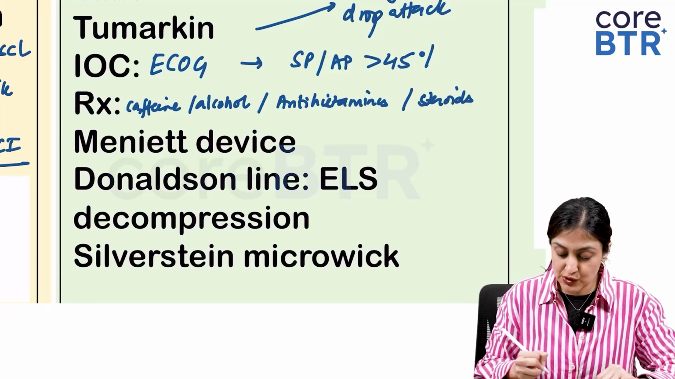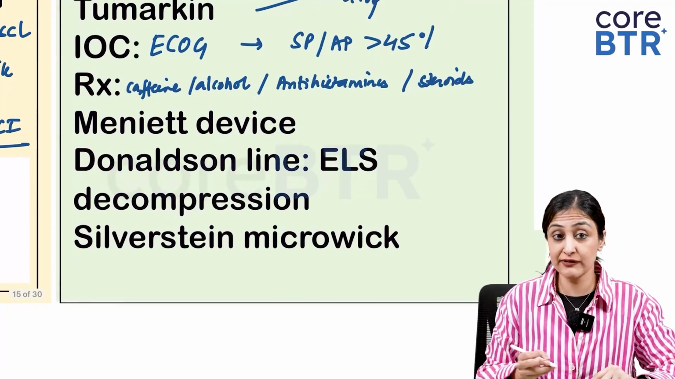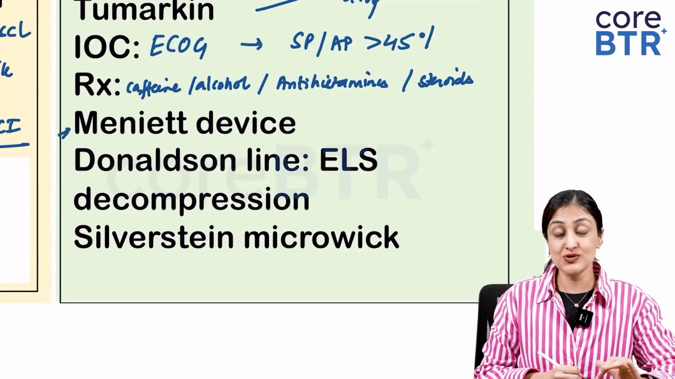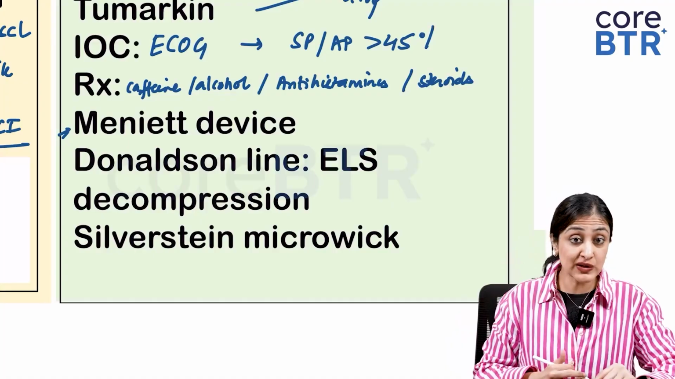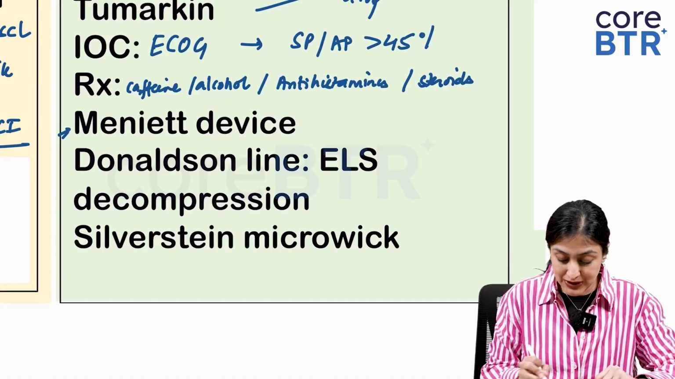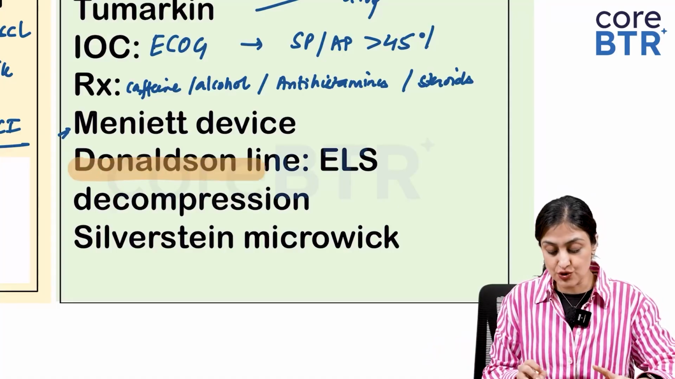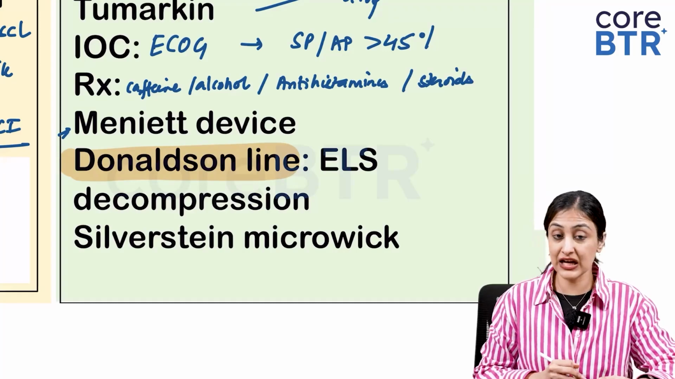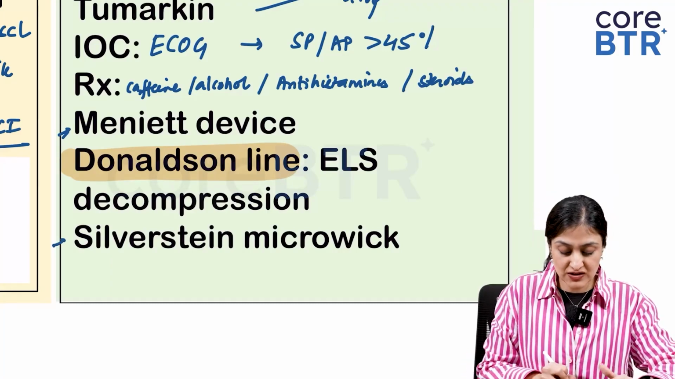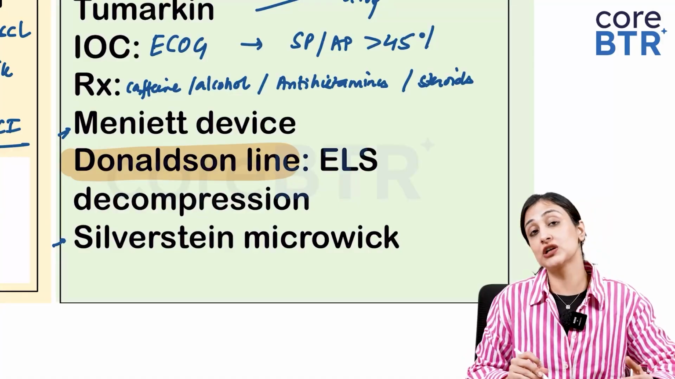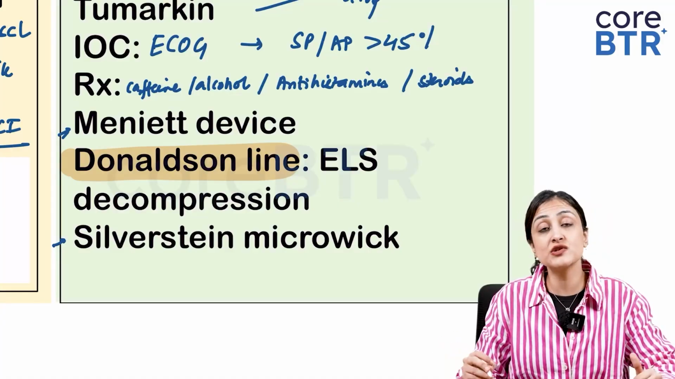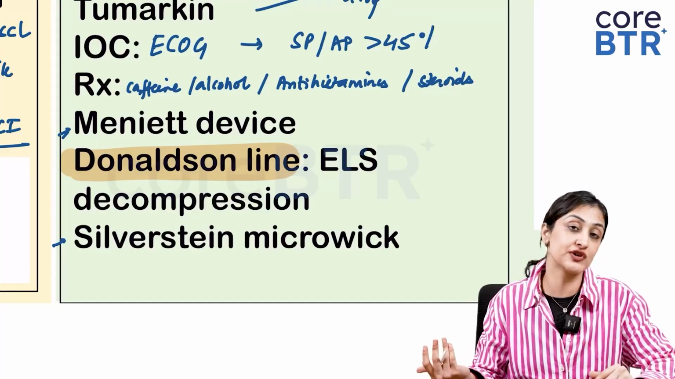Okay, so after using all of these, if it doesn't resolve, there are a few more options. We can use a Meniett device. It's a pressure regulating device in the ear. You can do endolymphatic sac decompression. There is a landmark called Donaldson's line for that. That has been asked. And the last resort is kill the ear. If nothing is working, just kill the ear. Hearing loss anyways was there. At least now you will not have tinnitus or vertigo.